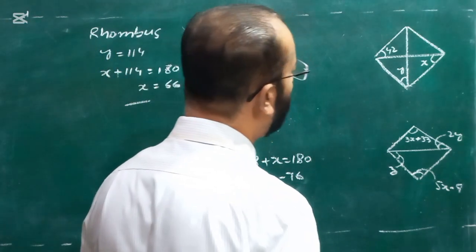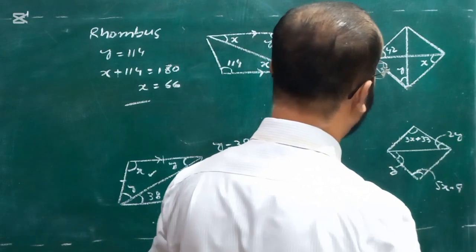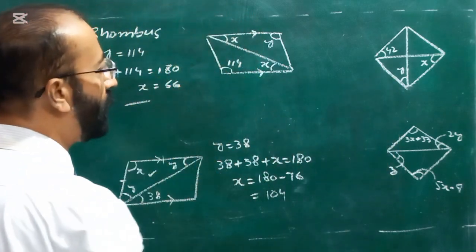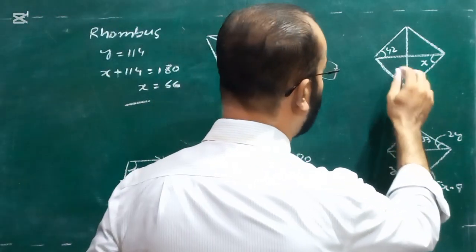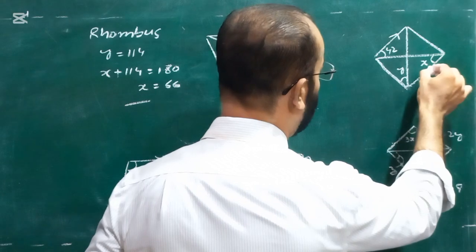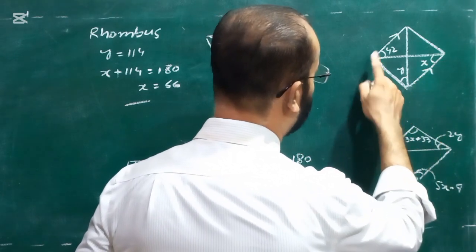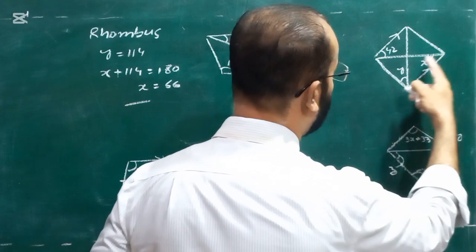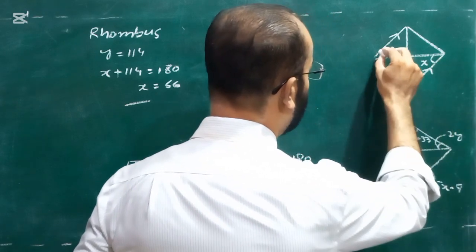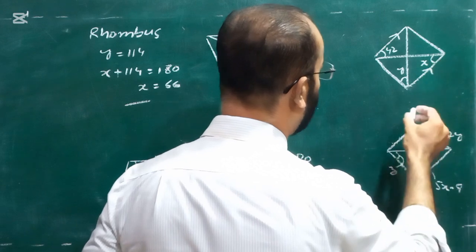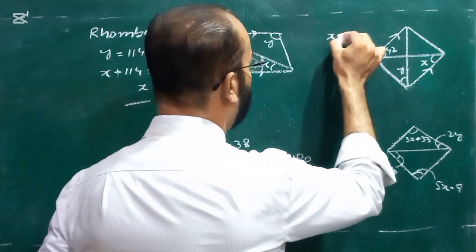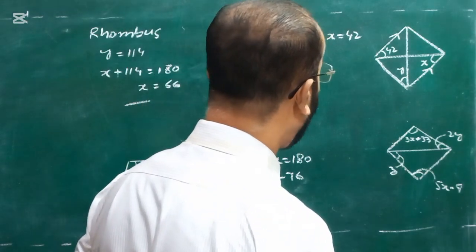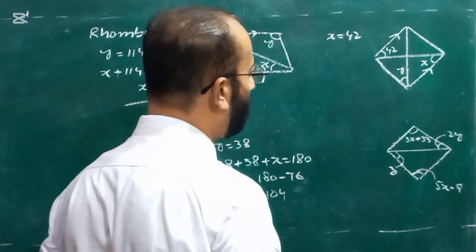Now this figure, again x and y, two unknown values are there. So because this is a rhombus figure, it means opposite sides are parallel. So these are two parallel lines and this is a transversal line which is intersecting the lines. So this angle 42 will be equal to x because of the alternate angles.